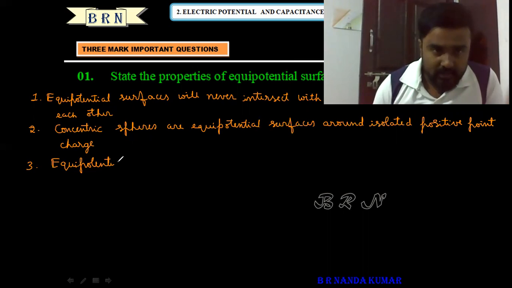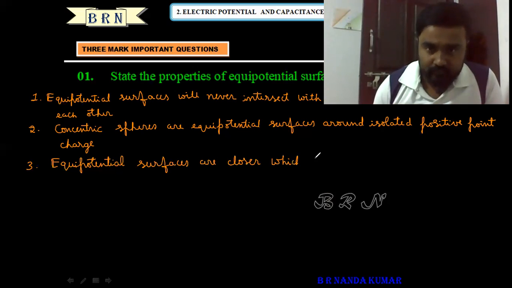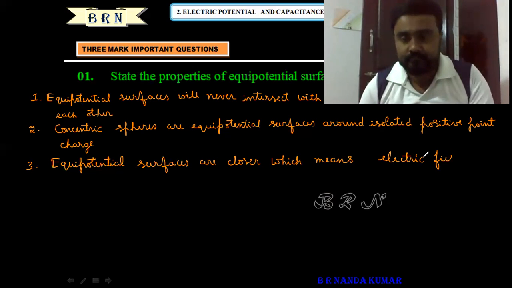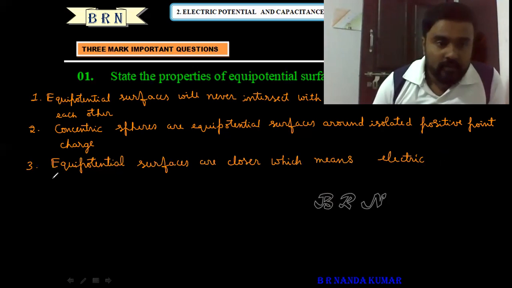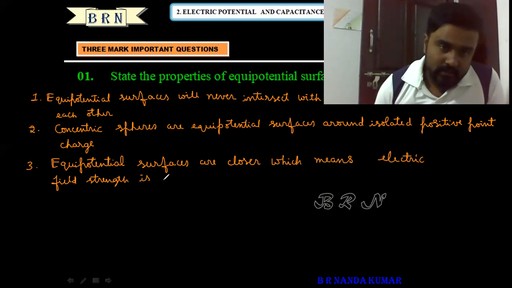Equipotential surfaces are closer, which means electric field strength is stronger.